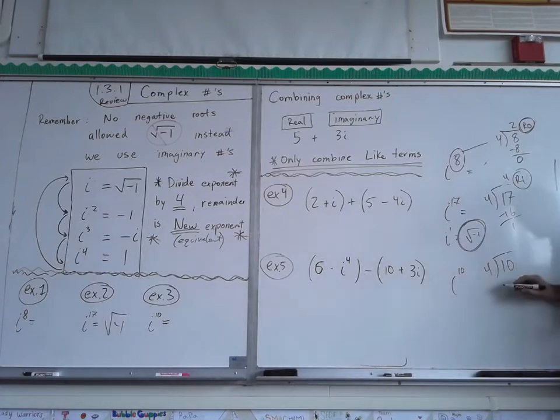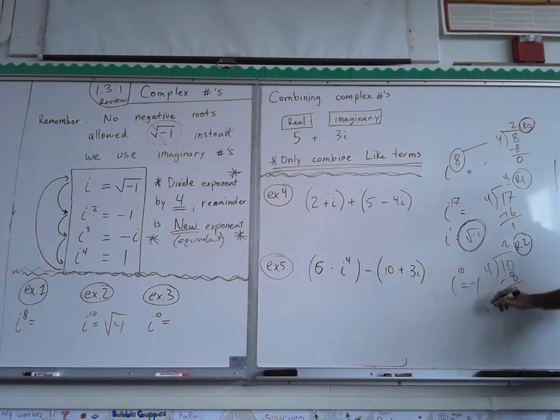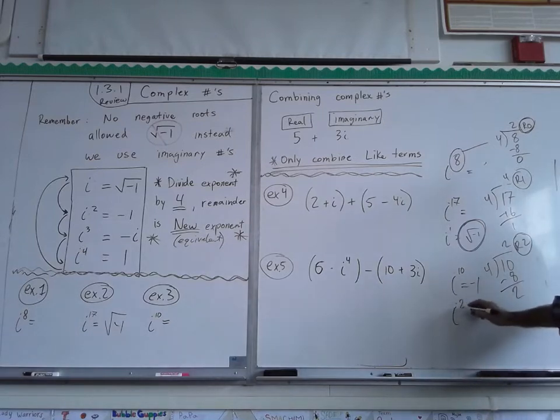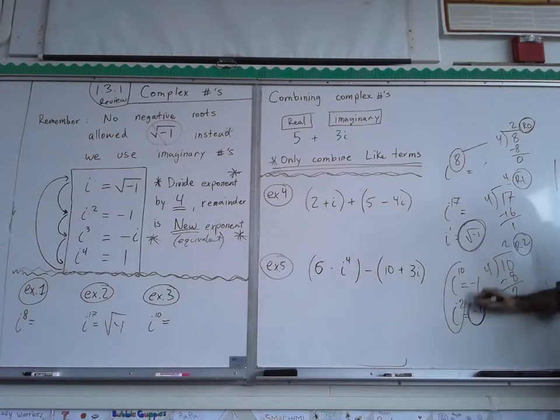i to the 10th, we divided by 4, 2, 8, 2. Remainder 2, which is negative 1, because we have a remainder of 2. So it's i to the second power, which is that -1 value. But these are equivalent. These two things are equivalent because it always cycles.